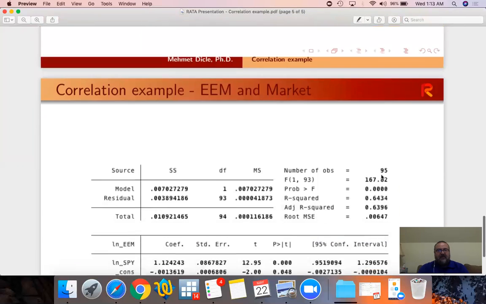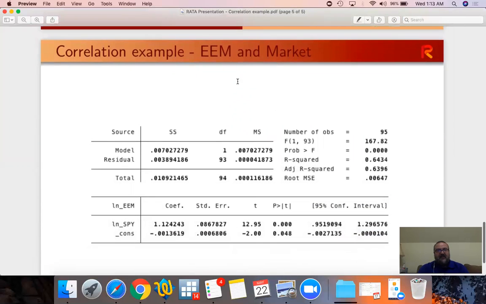Now, our final example is EEM. This is the emerging markets stocks. Notice the p-value is zero, so this is quite statistically significant, quite reliable. And the coefficient is 1.12. So when S&P 500 moves by 1%, EEM will move by 1.12%. If it goes up by 1, EEM will go up by 1.12. If it goes down by 1, EEM will go down by 1.12%.